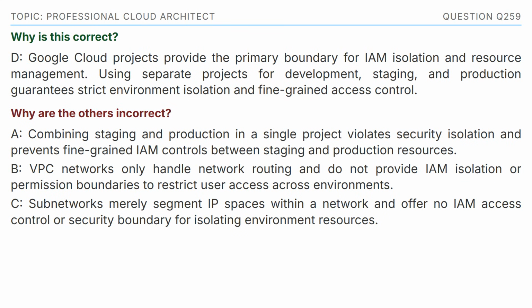Why are the others incorrect? A. Combining staging and production in a single project violates security isolation and prevents fine-grained IAM controls between staging and production resources. B. VPC networks only handle network routing and do not provide IAM isolation or permission boundaries to restrict user access across environments. C. Subnetworks merely segment IP spaces within a network and offer no IAM access control or security boundary for isolating environment resources.